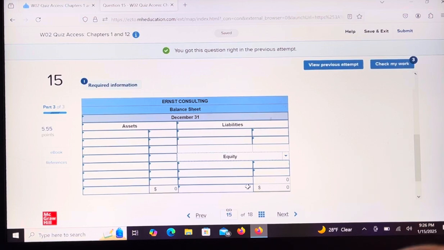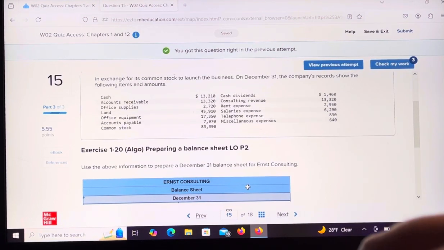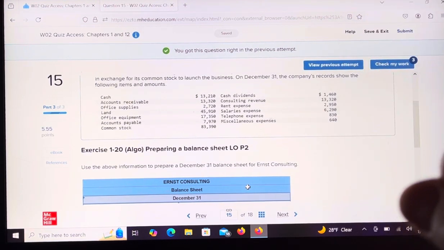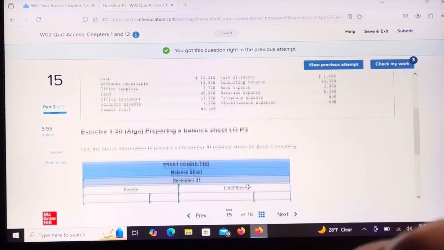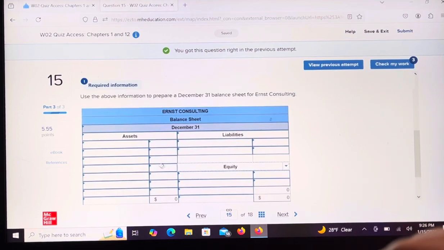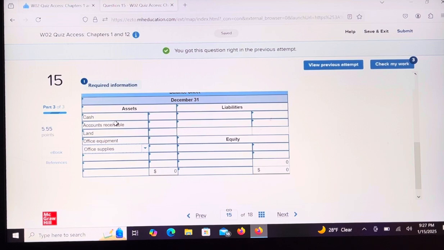So up here we have some assets. We have cash, accounts receivable, office supplies, land, and office equipment. We're going to go ahead and add those assets using the drop-down menu here. So here we have selected all of the asset accounts.